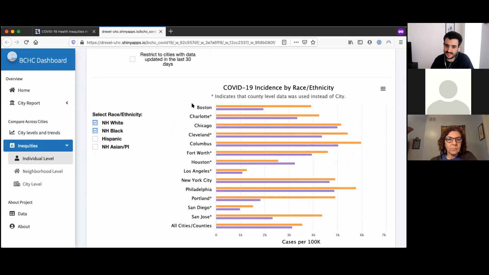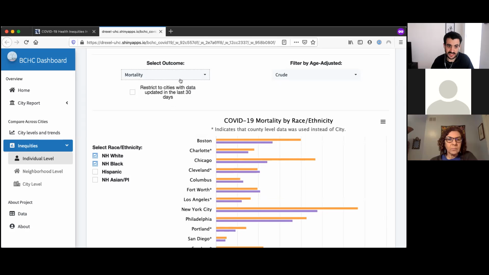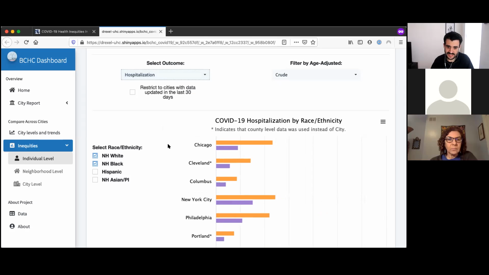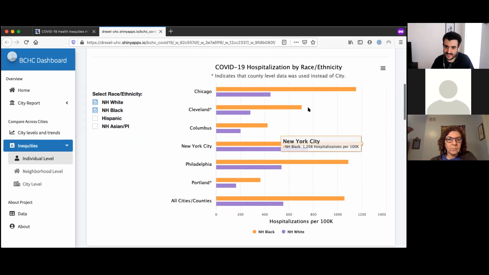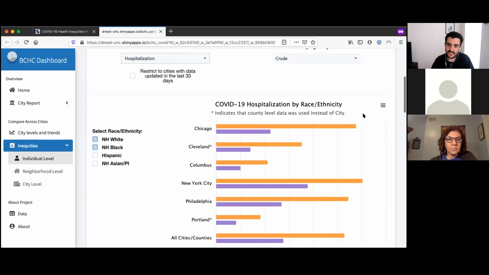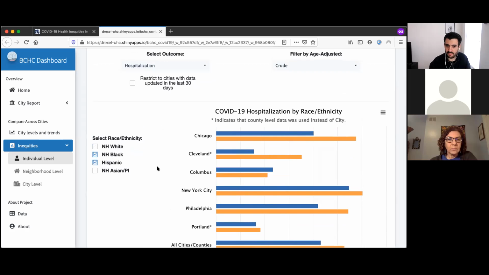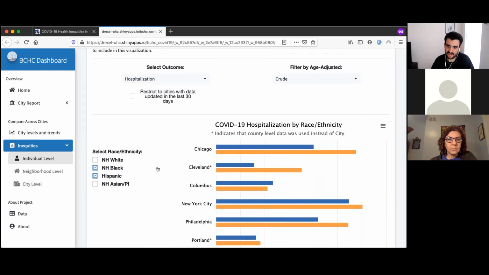And as you can see, in general, with a few exceptions, the incidence rates in non-Hispanic blacks are higher than the incidence rate in non-Hispanic whites. Now, these disparities are even more marked if we look at things such as mortality or hospitalizations, where fewer cities are reporting this, but differences are even more striking. Now we can add more racial ethnic groups here. We can remove racial ethnic groups and be left with whatever comparisons we are interested in.